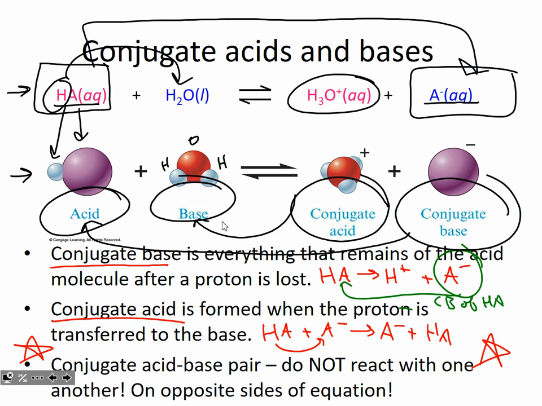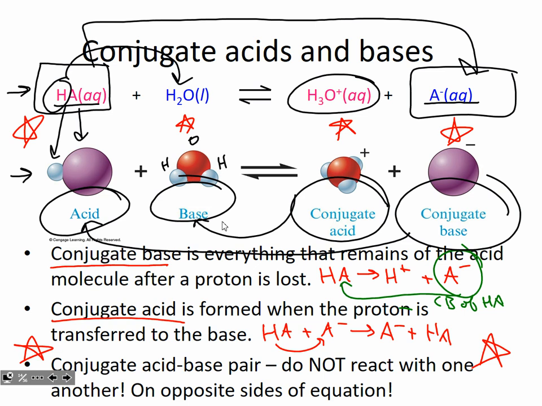So conjugate acid-base pairs don't react with one another. It's always things that you'll find on opposite sides of the chemical reaction. Just like we found HA as a reactant and then it turned into A minus. It's on the other side. And then the H2O was the base and then it turned into H3O plus. So it turned into its conjugate acid. So they're always going to be on opposite sides of the equation and they don't actually react with one another.